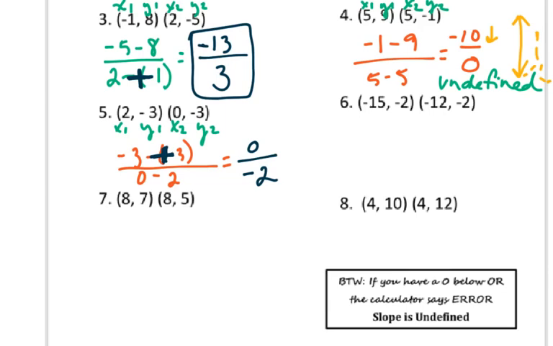If you type that in the calculator, 0 divided by negative 2 is good. The slope is 0. That one works. The 0 is not underneath, so it's not undefined. The 0 is on top, we're good. 0 divided by negative 2 is the number 0. So try the same thing with numbers 6, 7, and 8. Use your slope formula, y2 minus y1 over x2 minus x1.